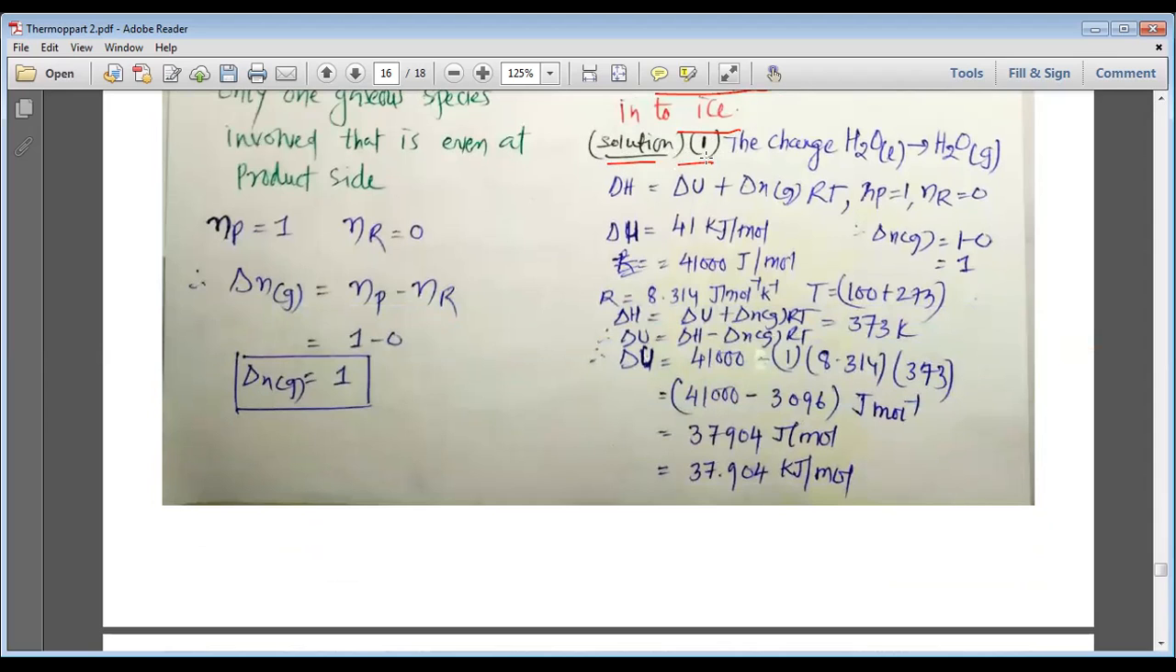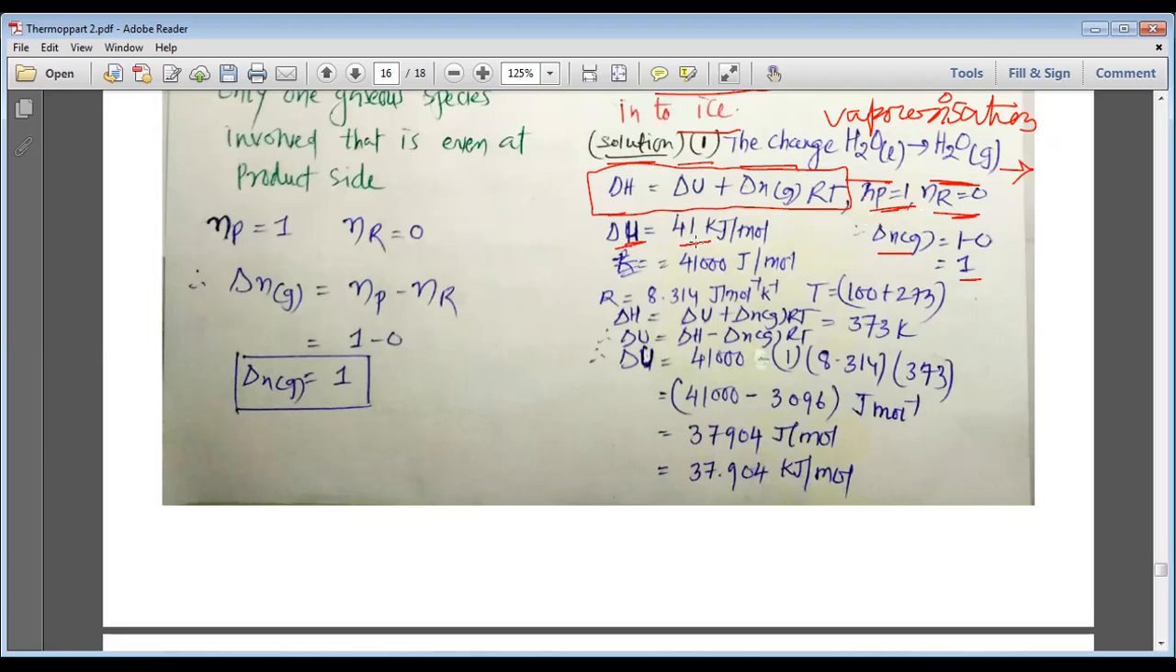Now we are going to solve it. First, the change of H2O liquid to H2O gas, which is known as vaporization, my dear students. So here vaporization takes place and liquid water turns into steam. We are well aware that delta H is equal to delta U plus delta N gas RT. Now you can see that on the product side we have gas, and that is why NP is equal to 1, but on the reactant side we do not have any gas, and that is why we write NR is equal to 0, and therefore delta N gas is equal to 1 minus 0, that is 1.